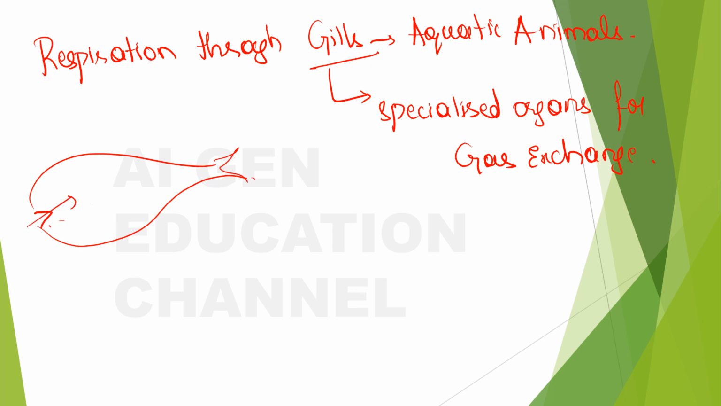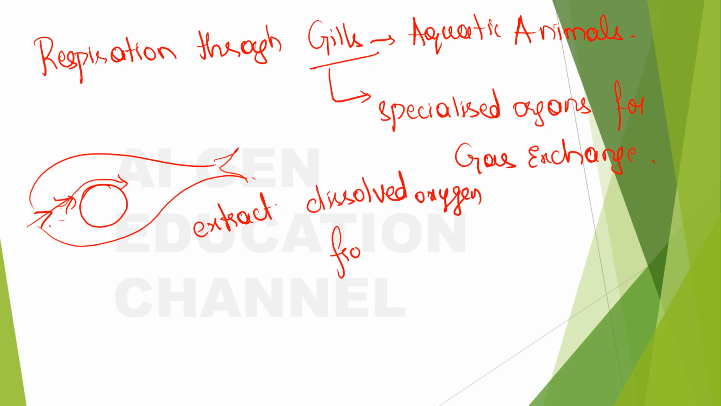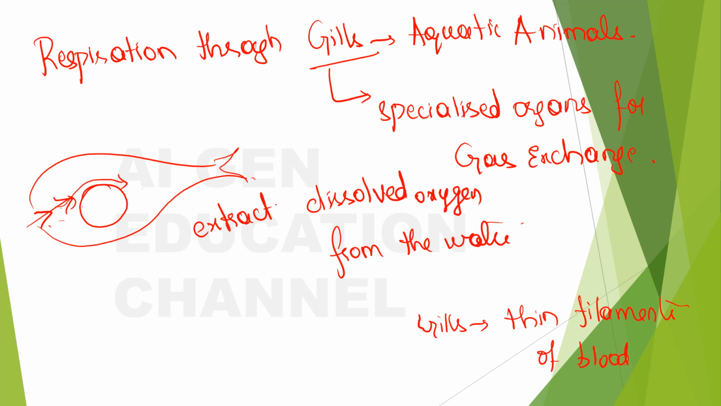Now, what happens here is that the water enters the body of the fish through its mouth. Once the water enters the body, it will flow over the gills, and these gills will extract the dissolved oxygen from the water. How will this happen? This will happen because the gills are made up of thin filaments, and these thin filaments are rich in blood vessels. With the process of diffusion, the oxygen that is present in higher concentration in the water will enter the gills.